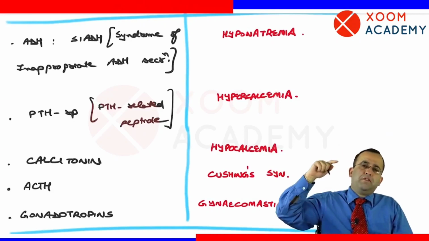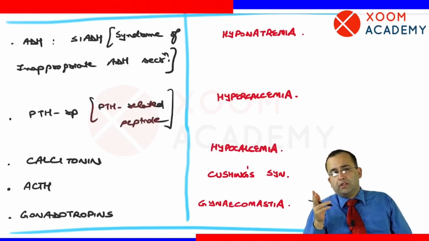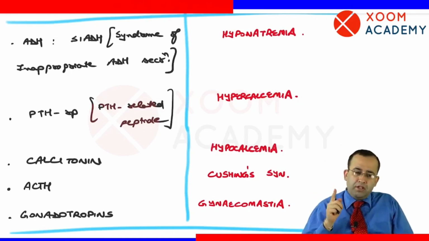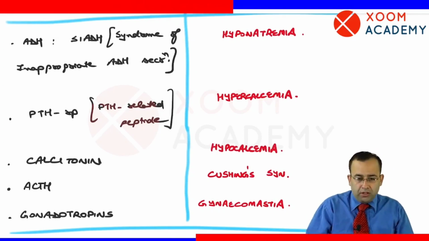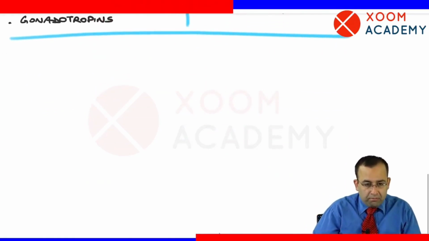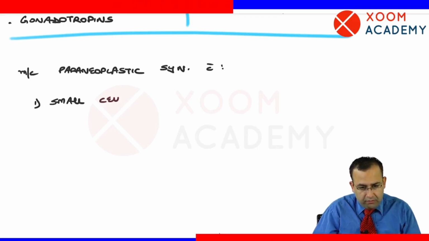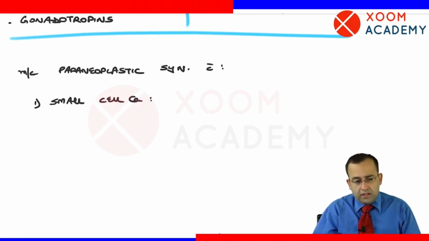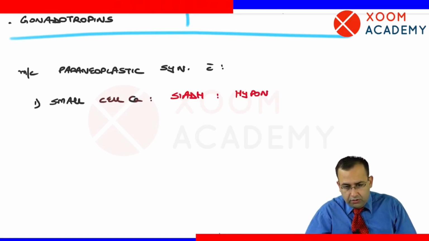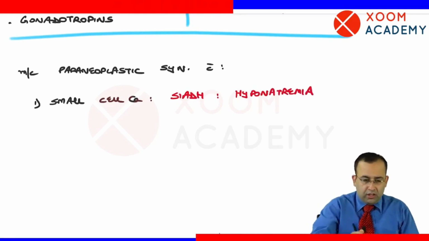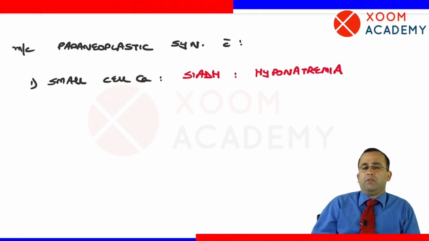Which was the most common lung cancer with paraneoplastic syndrome? Most common lung cancer कौन सा था? Small cell carcinoma lung. Which is the most common paraneoplastic syndrome with small cell carcinoma? Small cell carcinoma के साथ most common कौन सा है? SIAD. So let us write this. Most common paraneoplastic syndrome with small cell carcinoma lung is SIAD, syndrome of inappropriate ADH secretion, which in turn leads to hyponatremia.